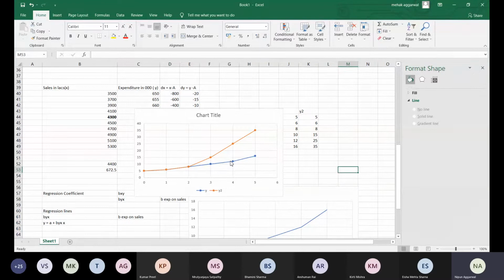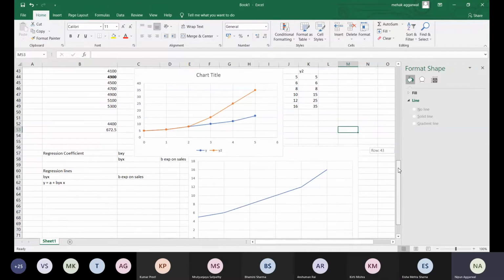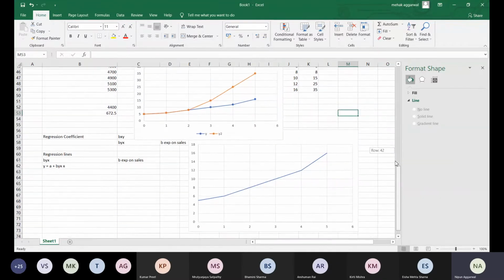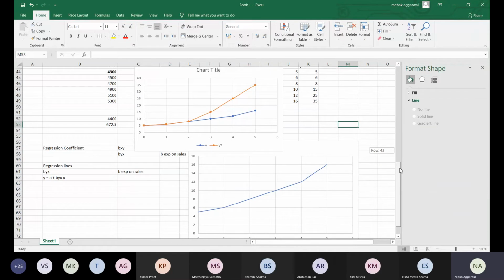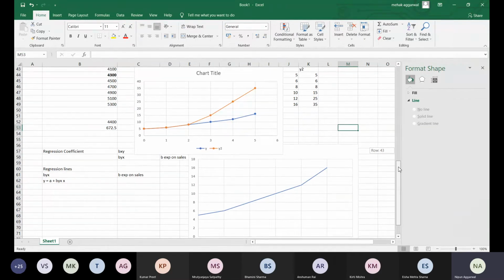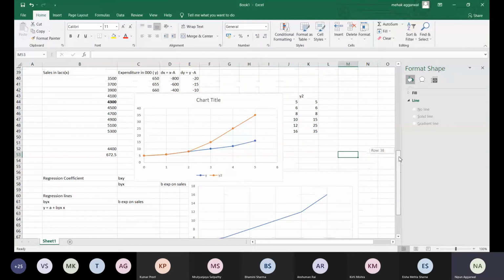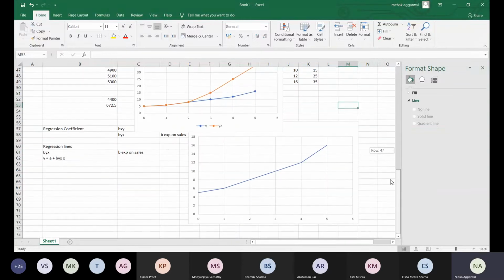So the blue line shows the lower positive regression, but the orange line shows the higher positive regression. So that is the symbolization of your regression equations. Hope you are clear with this point, the interpretation of these regression lines. Fine enough.